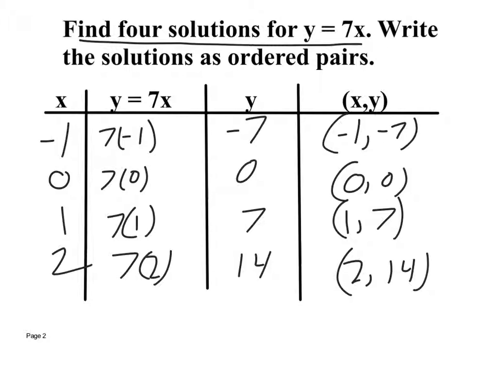Okay, and what this means is that this is a linear equation, meaning it forms a line. And at -1, it's at -7. There's a point on that line that's at -1, -7, and there's a point that's at 0, 0, and 1, 7, and 2, 14. All right, any questions?